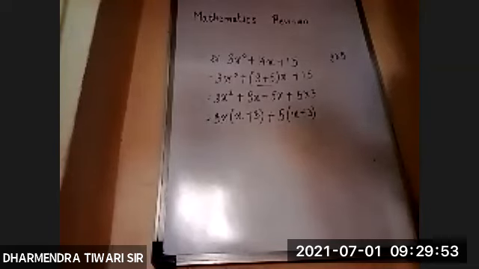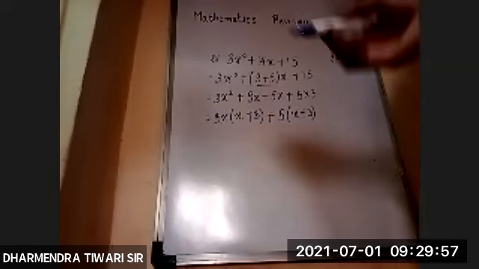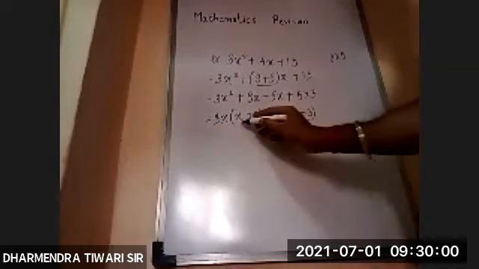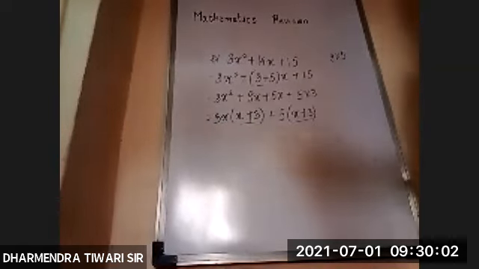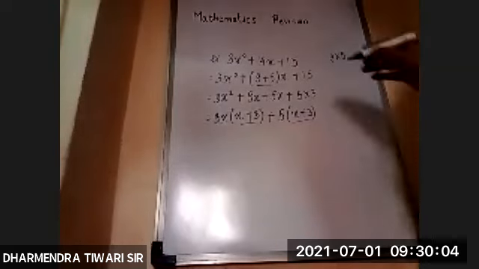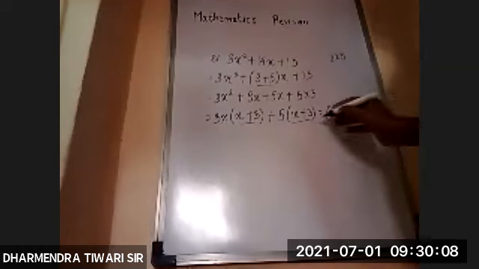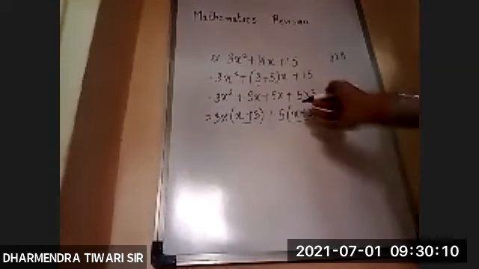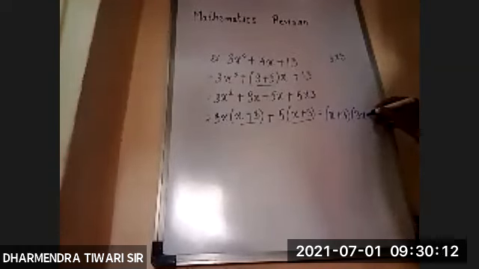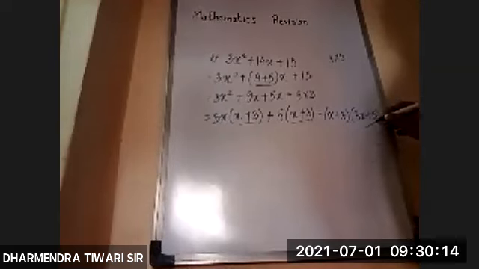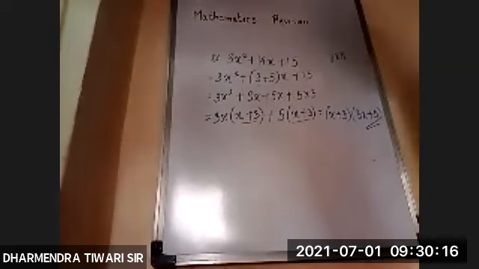So our observation is that we got x plus 3 common. So we can take x plus 3 common. What remains along with x plus 3? 3x plus 5. So this is the solution.